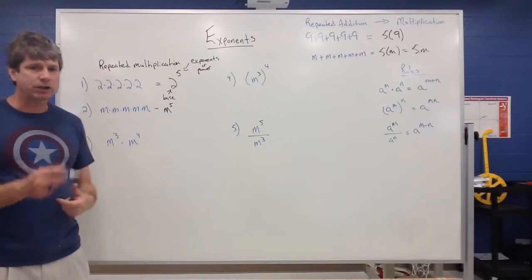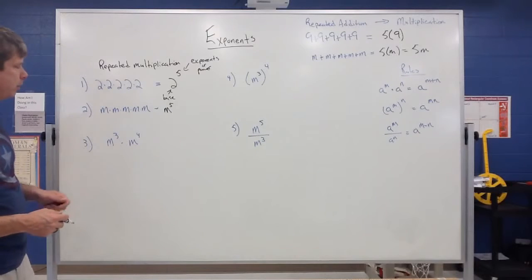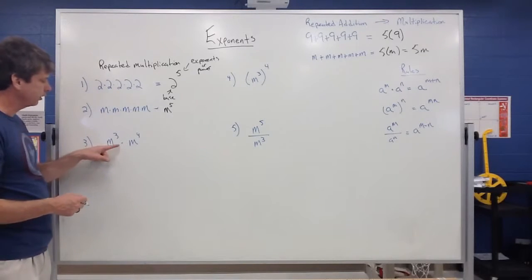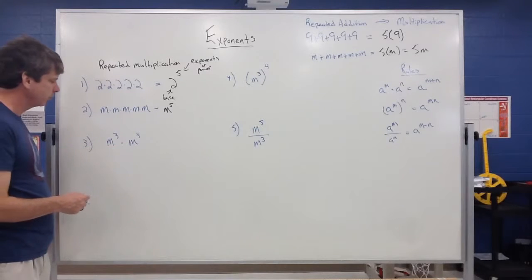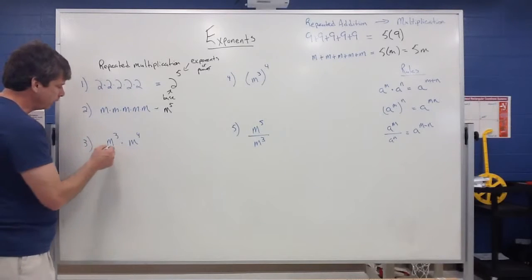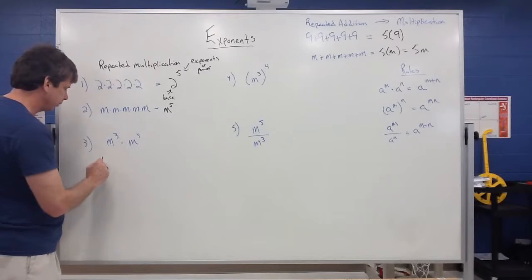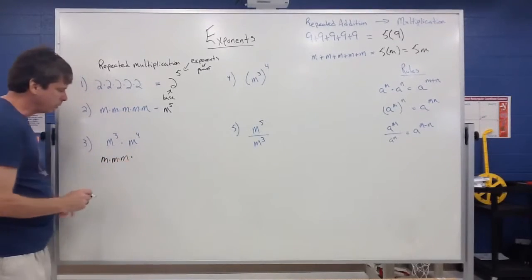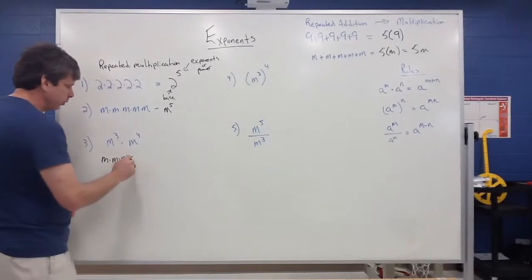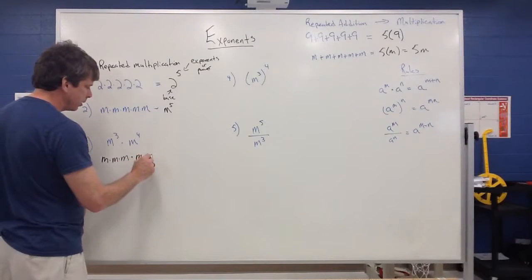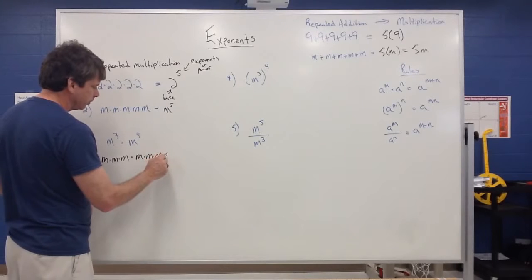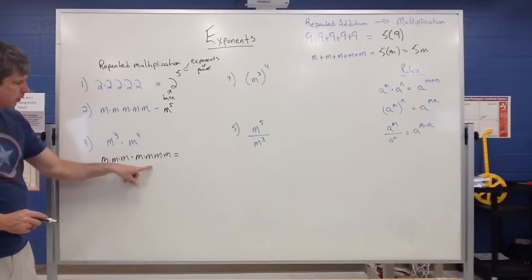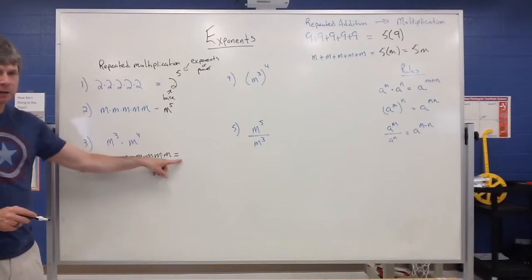So let's put this into action a little bit. Let's look at some problems involving multiplication involving exponents. So notice how we have m to the 3rd times m to the 4th. Now, I understand that m to the 3rd just means m times m times m. And then we're going to multiply it by m to the 4th, which also means m times m times m times m.